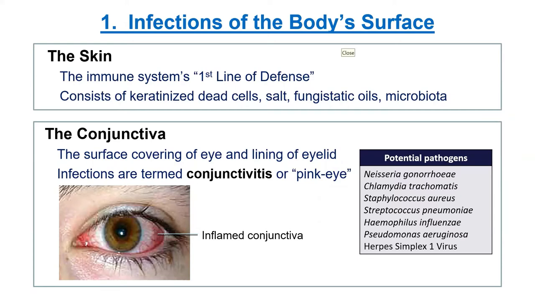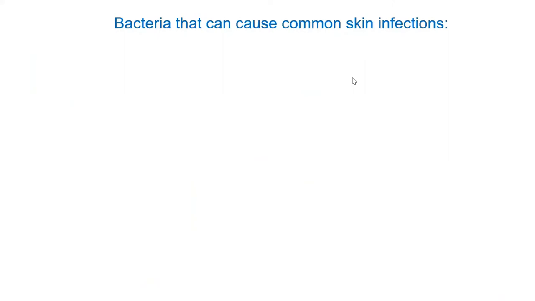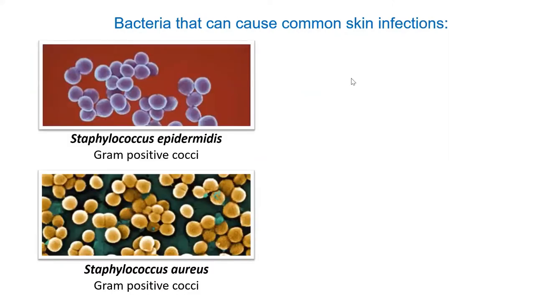I can't just cover every single organism out there. Like I said, there's certain ones that I like to focus on in this course. And with the skin, we want to focus on, of course, the Staphylococcus, right? So we talked a little bit about Staphylococcus epidermidis. It's kind of like Staphylococcus aureus's gentler, less harmful cousin. It can cause a number of skin infections.